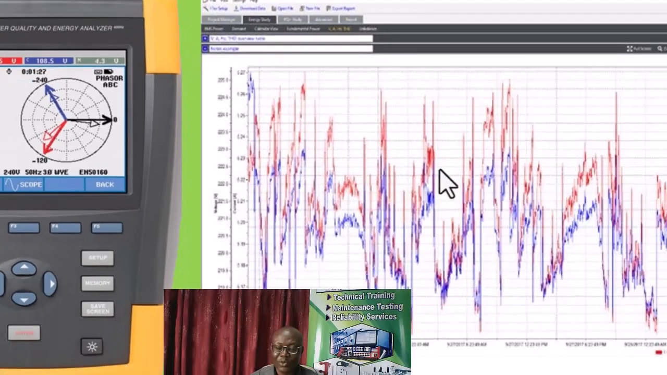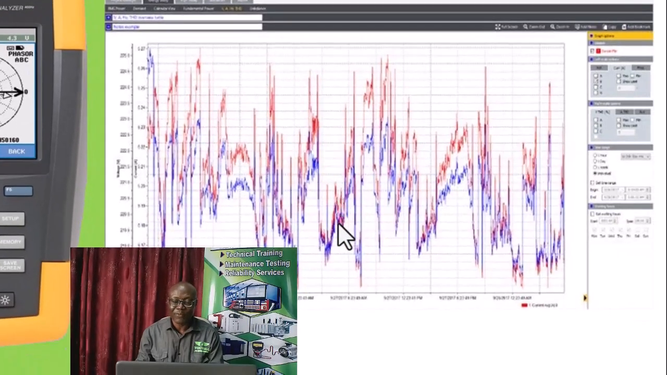So this is the waveform, current and voltage waveform. As you can see, to the untrained eye, it actually makes no sense. It looks confusing. Are we getting it? Remember, we are having this kind of waveform because we have harmonics in the system that are distorting the normal sinusoidal waveform. What you are seeing here now is not sinusoidal.